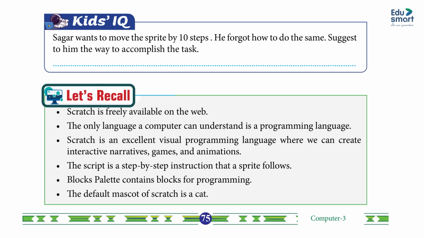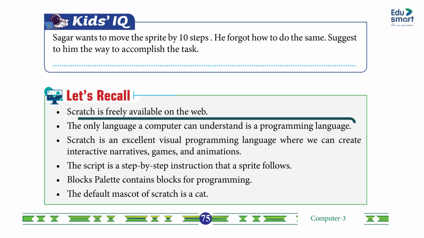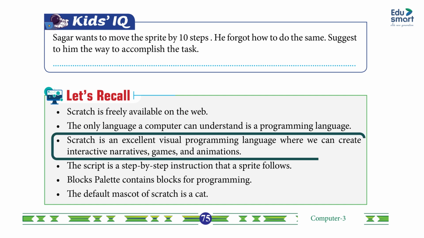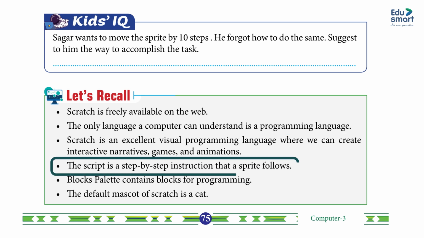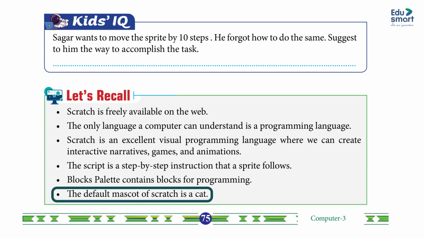Let's recall. Scratch is freely available on the web. The only language a computer can understand is a programming language. Scratch is an excellent visual programming language where we can create interactive narratives, games, and animations. The script is a step-by-step instruction that a sprite follows. Blocks palette contain blocks for programming. The default mascot of Scratch is a cat.